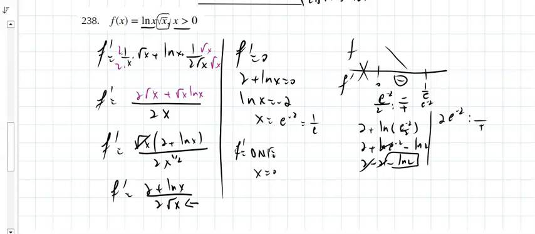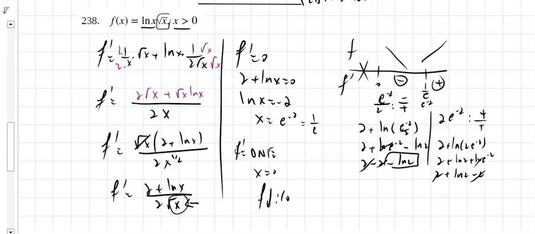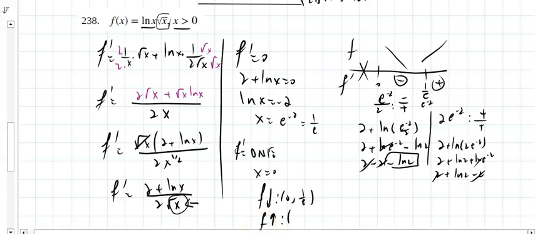And if I take a point to the right, say twice e to the -2, the denominator again will be positive because square root of a positive quantity is positive. 2 plus natural log of 2 e to the -2. That will be 2 plus natural log of 2 plus natural log of e to the -2. That will be 2 plus natural log of 2 minus 2. The 2's cancel out. I'm left with positive natural log of 2, so that's positive. So we know that f is decreasing from 0 to 1 over e, and f is increasing from 1 over e to infinity. And this is A.